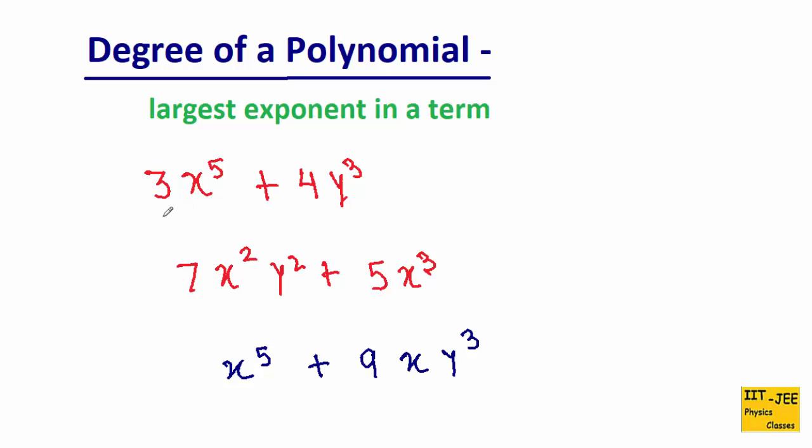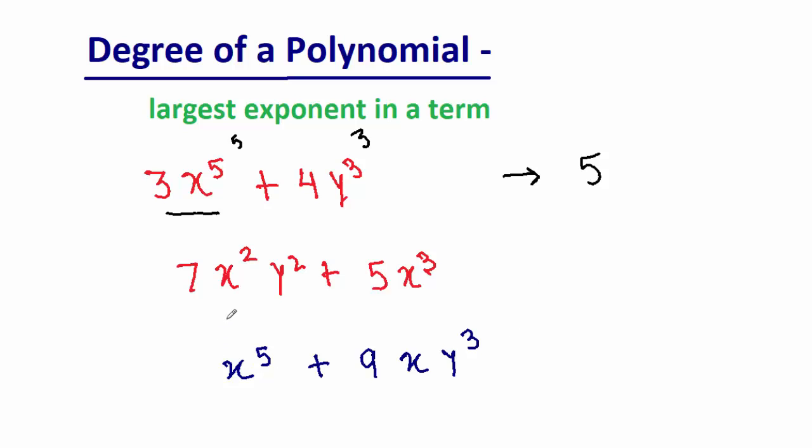Degree of a polynomial: the largest exponent in a term. We have one polynomial here and we have to check the largest exponent in a particular term. First we will check this term. We need to check the exponent of variables only, not the constants. So x is the variable here, its exponent is 5, and the exponent of y is 3. So the largest is 5, right? Not 3. So the degree of this polynomial is 5.